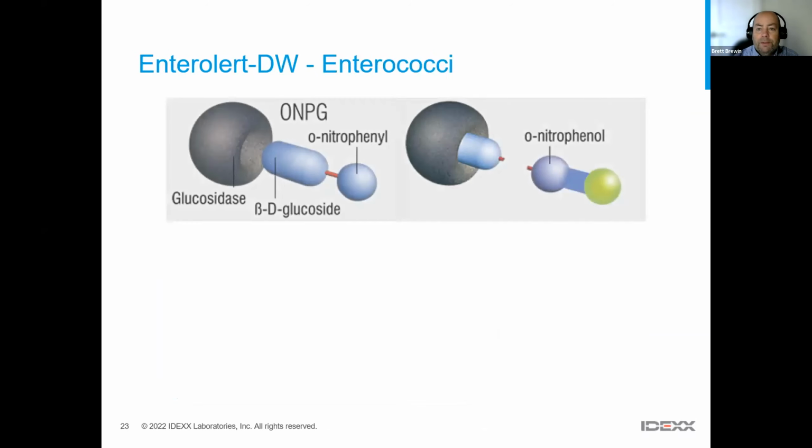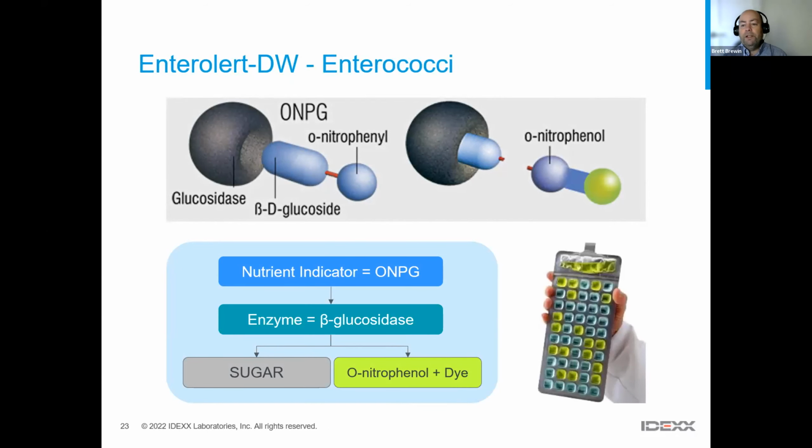Enteralert DW is a little bit different. Here we're using the OMPG indicator, but it's not the same OMPG that we have with CoLalert. It's actually a glucosidase substrate. So the beta-glucosidase breaks that down into a sugar and the O-nitrophenol. There's also a blue dye present in the reagent. And so in the presence of enterococci, your sample will turn this lime green color.